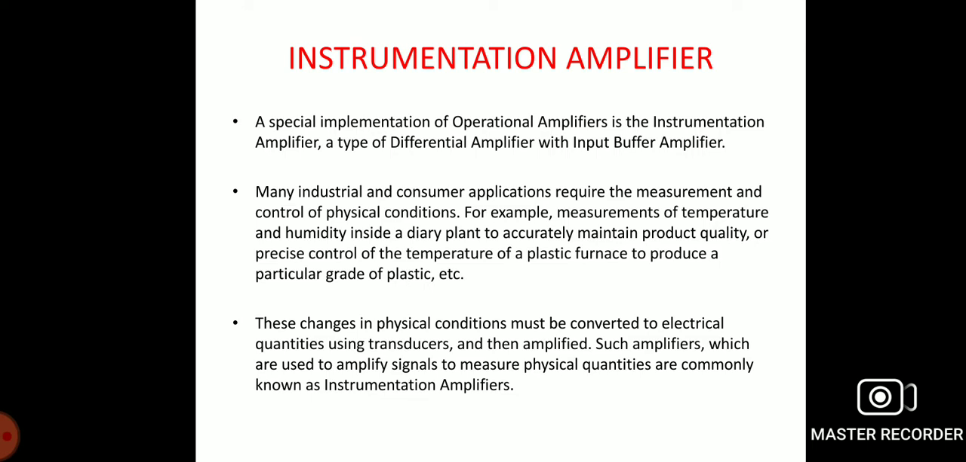These changes in the physical conditions must be converted to electrical quantities using transducers and then amplified. Such amplifiers which are used to amplify the signal to measure the physical quantities are commonly known as instrumentation amplifiers.